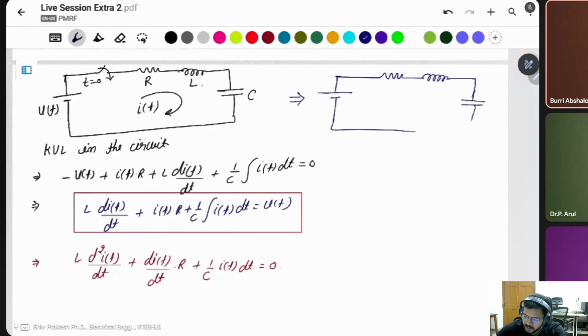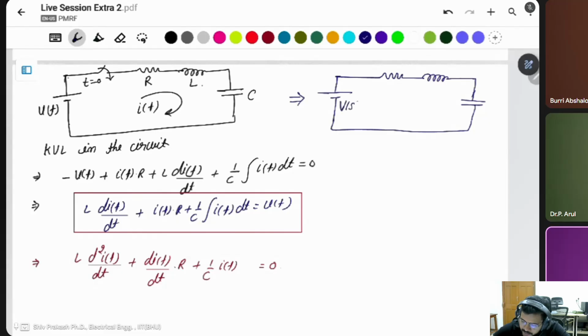Sir, in the last step, dt will cancel out now, sir. 1 by C into i(t), that's it, dt will cancel. Oh, okay. Sorry, dt is not there, only i(t) is there. Okay. Thank you.